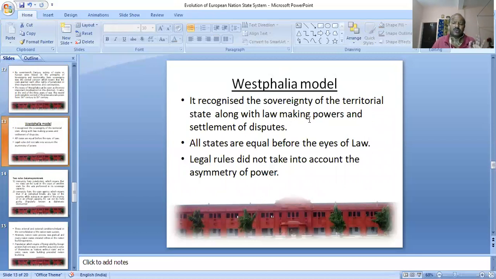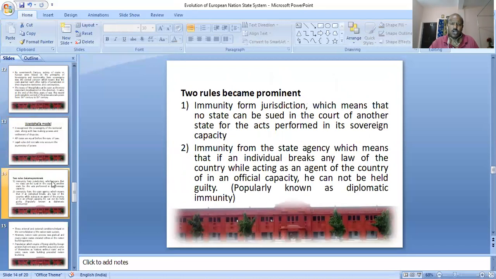Legal rules did not take into account the asymmetry of power. So legal rules, meaning all kinds of legal issues, were very important, and they did not bother about the asymmetrical power relationship which existed between the nation states. So two rules became prominent: immunity from jurisdiction, which means that no state can be sued in the court of another state for acts performed in its sovereign capacity. This is number one. That means no state can be sued, right?